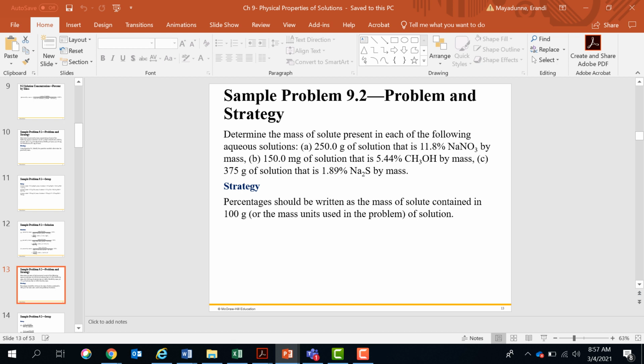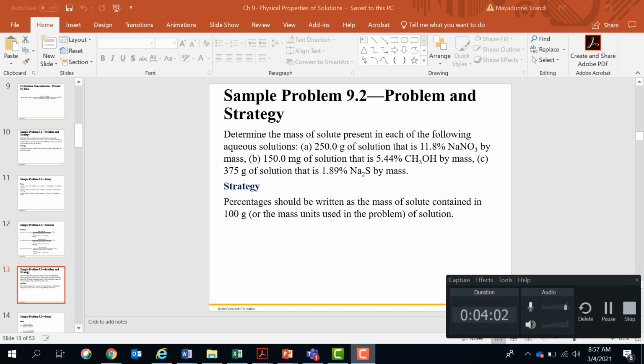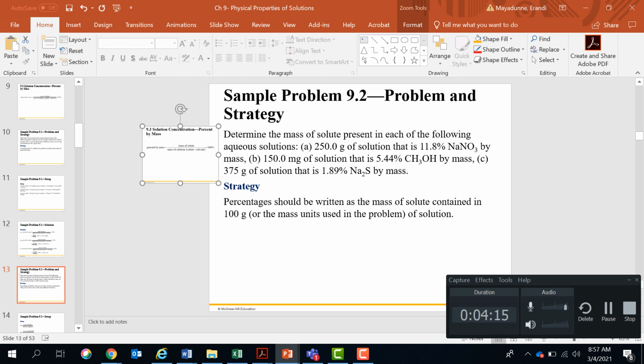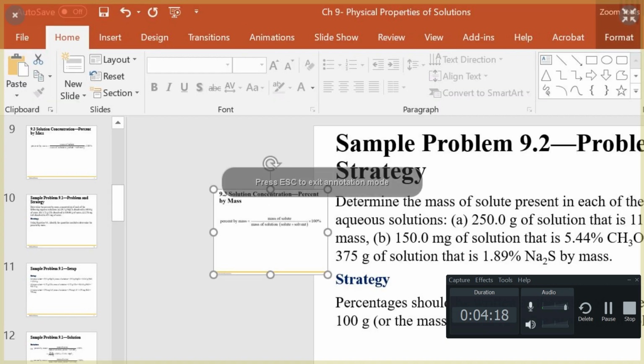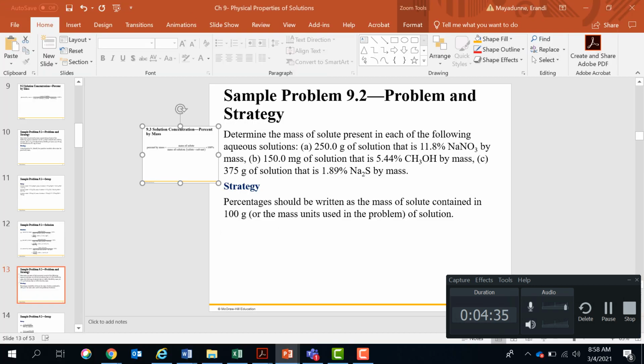Let me give it a try. So let me share my screen. Okay. I don't want this one. I want to show you the 250 grams. I'm sorry, I couldn't get it. Okay.